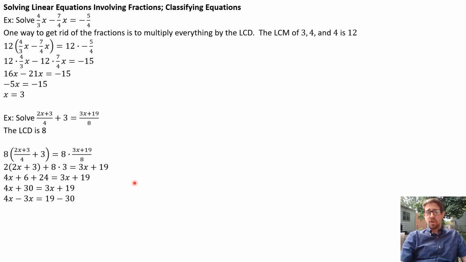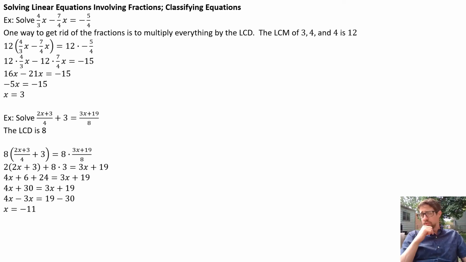And then notice I did 2 moves at once. That's not cheating. I would encourage it, right? Quicker is better in life. Not always. But there's absolutely nothing wrong with you doing that. So I subtracted this 3x from both sides, and I also subtracted this 30 from both sides, right? Because I want all the x stuff on one side, and I want all the constant stuff on the other side.